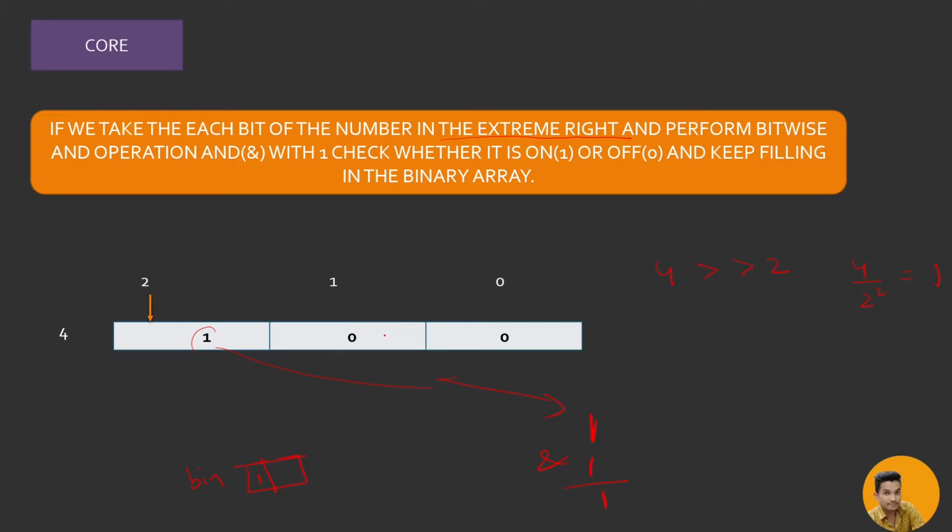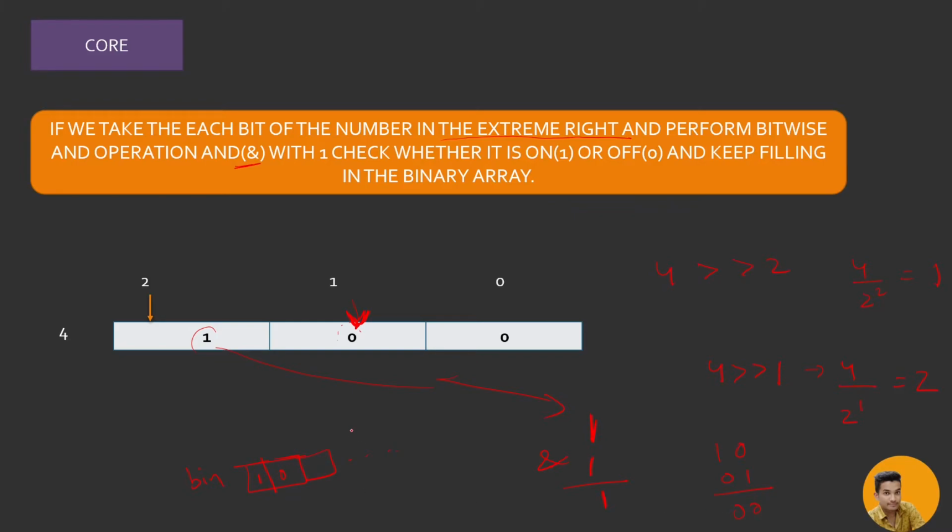Now the same procedure I will do for the other bits. Next, the bit next to this one. How can we do it? By doing 4 right shift 1. This would be 4 divided by 2 to the power 1. This will be 2, right? And again perform the AND operation with 1. So this will be 2, that is 1 0, and 0 1, and if I perform the AND operation, this will be 0 0. So we'll fill this with 0 and so on.